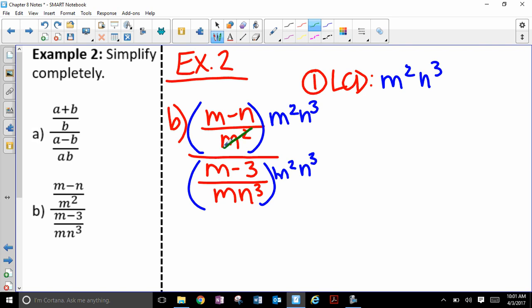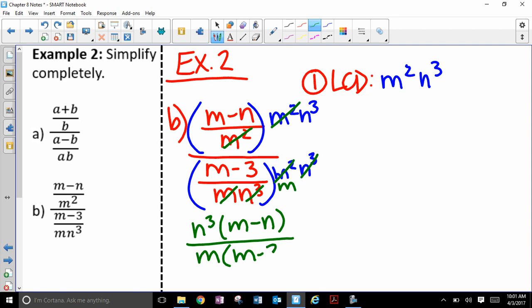Okay, so then the m squareds completely cancel. And so I'm left with the n cubed and then the parenthesis m minus n, because you would have to distribute that, but I don't want you to distribute it because it's already in its factored form and we like it in the factored form best. Okay, on the bottom, the n cubed is completely gone. One of the m's is gone and there's an m left here. So on bottom, you have an m parenthesis m minus 3 left.